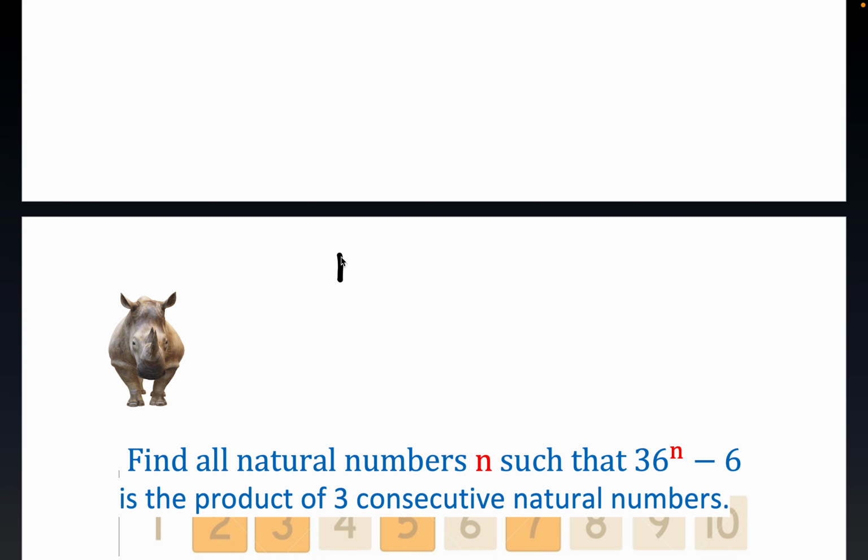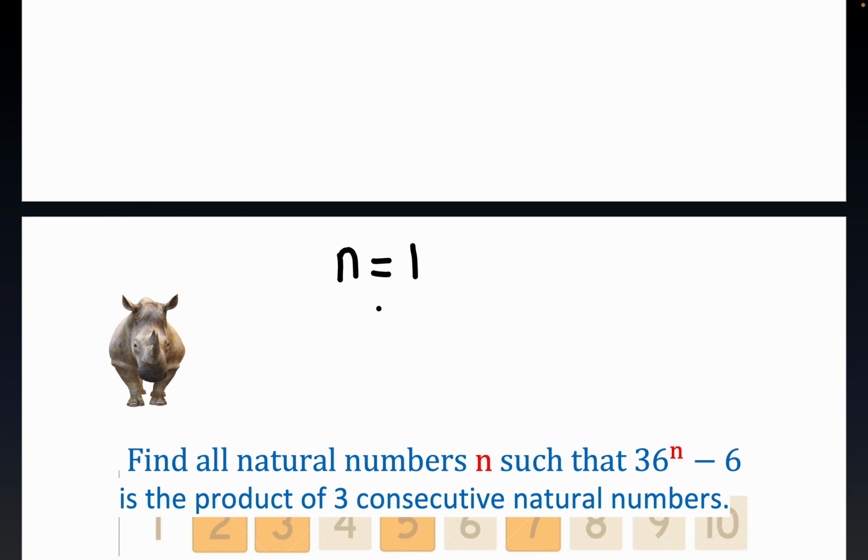Tonight we're looking for all natural numbers n such that 36 raised to the nth power minus 6 happens to be the product of three consecutive positive integers. Natural numbers and positive integers are synonymous. So let's try it out for a small special case and see what we get.